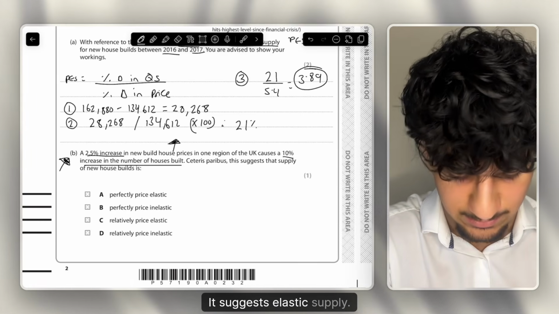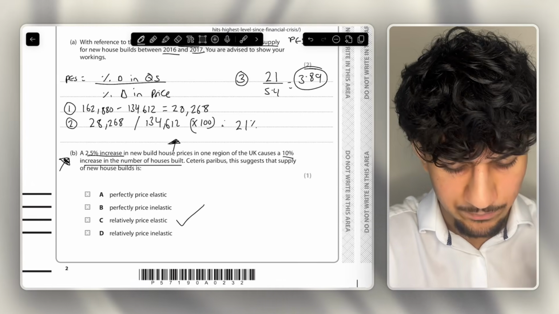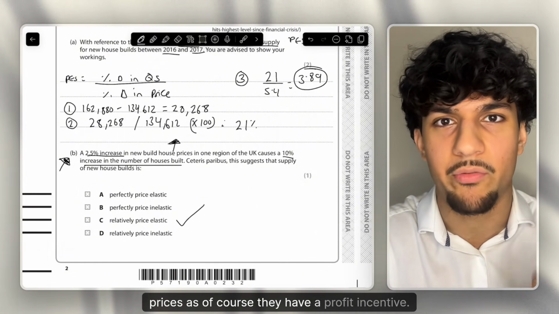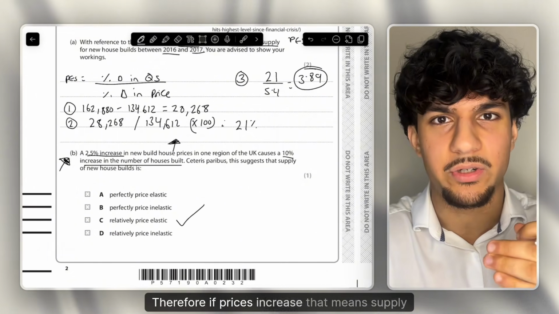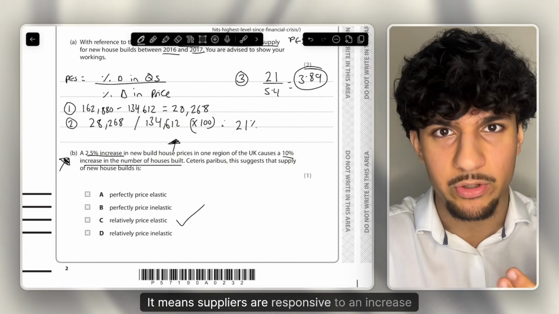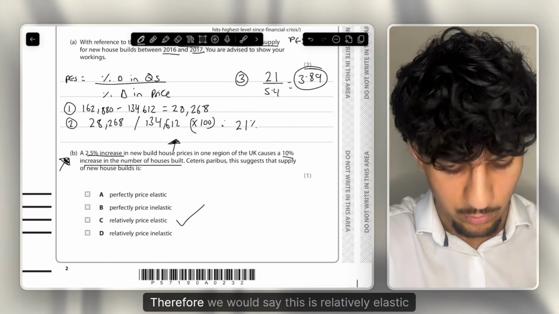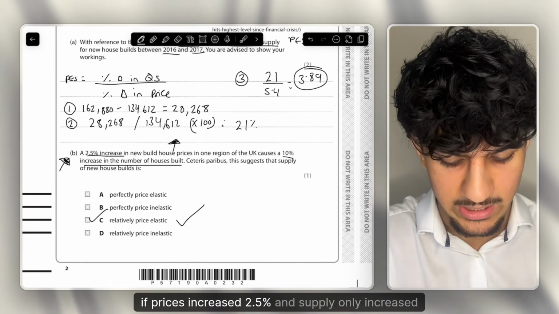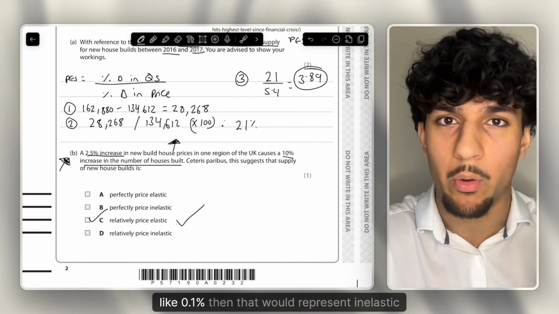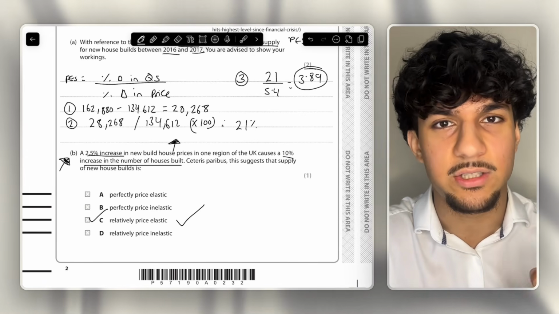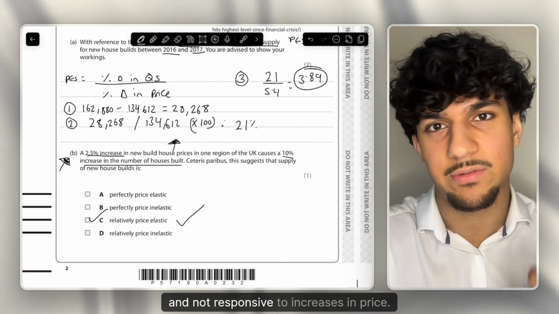It suggests elastic supply. And why is that? Why would suppliers start supplying more at higher prices? As of course they have a profit incentive. Therefore, if prices increase, that means supply will increase, which is classic. It means suppliers are responsive to an increase in price. Therefore, we would say this is relatively elastic supply. If prices increase 2.5% and supply only increases like 0.1%, then that would represent inelastic supply. Why is that? Since producers are not responsive to increases in price.